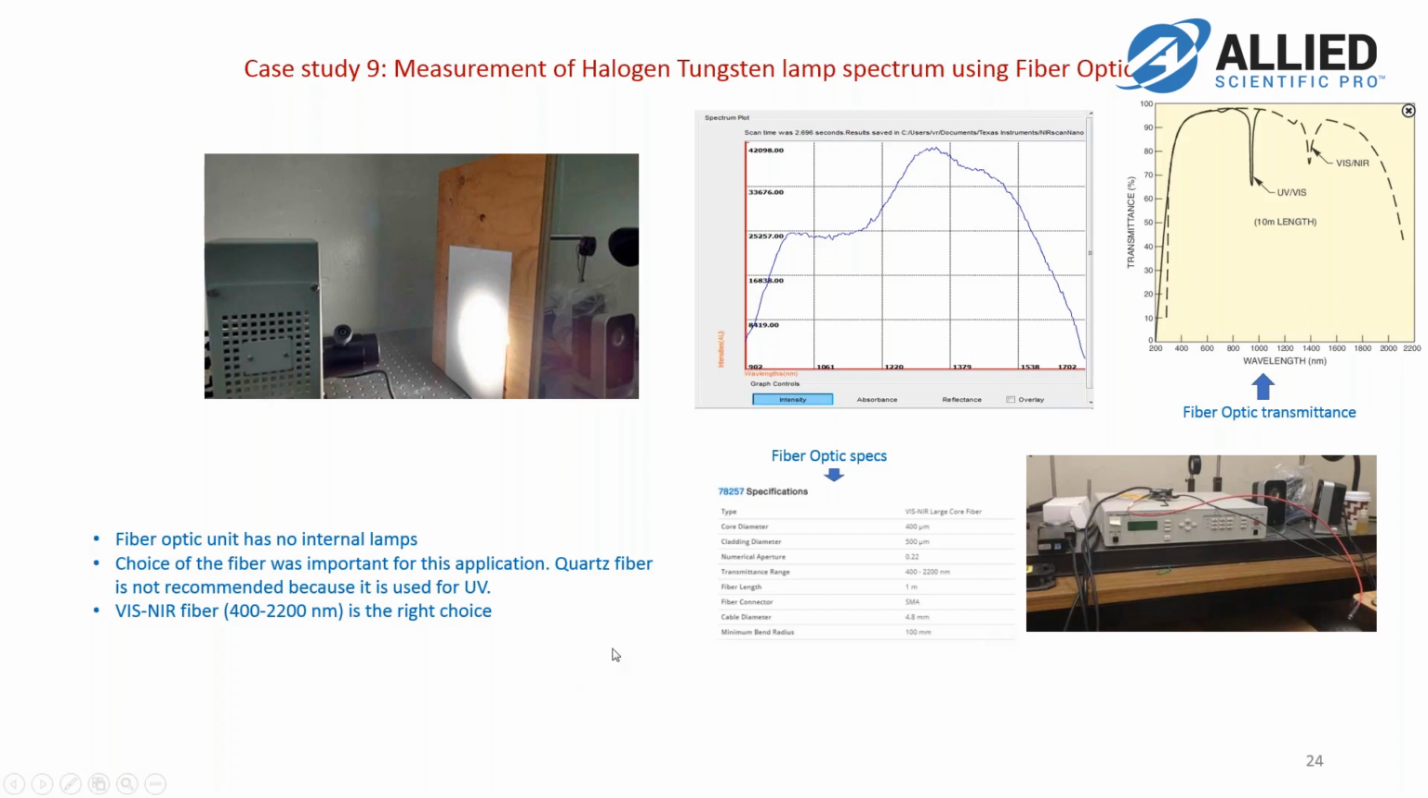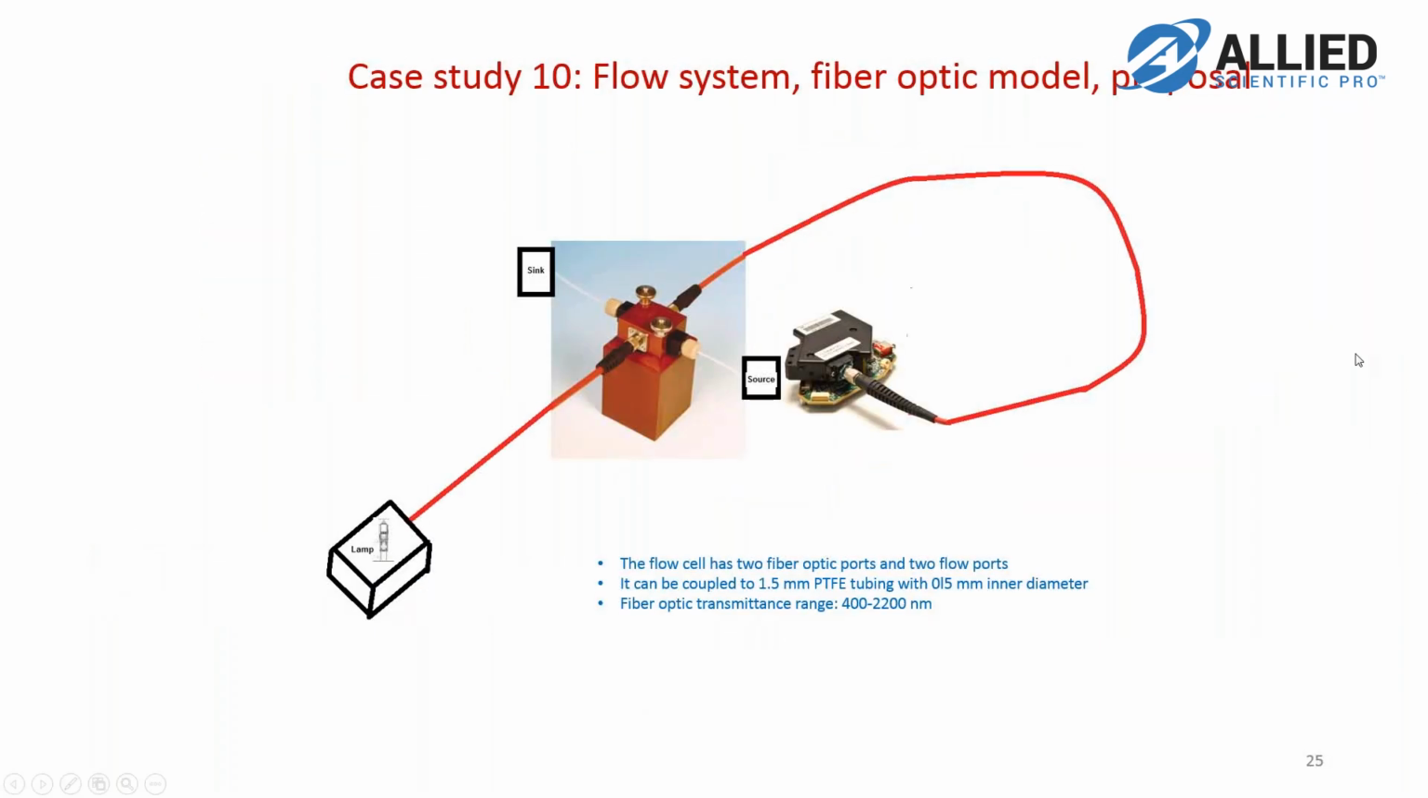So this is quite useful for applications, especially maybe field applications where you have an external source and you're looking at a fluorescent light or something like that. Another possibility for this, or very important application for the fiber optic model, is when you want to do measurements in the flow mode or flow system.